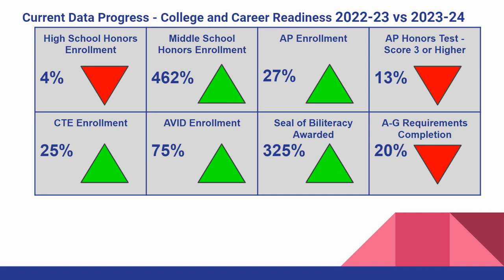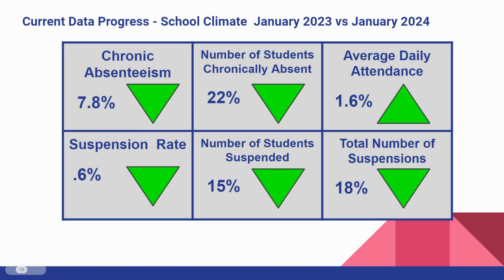This slide focuses on the acceleration and/or college and career readiness activities. We notice here that the enrollment in our middle school honors, AP, CTE, and AVID are all up. Conversely, high school honors AP passing rates and A-G completion are trending down. Current data progress on suspension rate and chronic absenteeism as of the first semester this year are all trending positively when compared to last year. If you recall, a decrease is a positive improvement for all but one of these data points, average daily attendance.